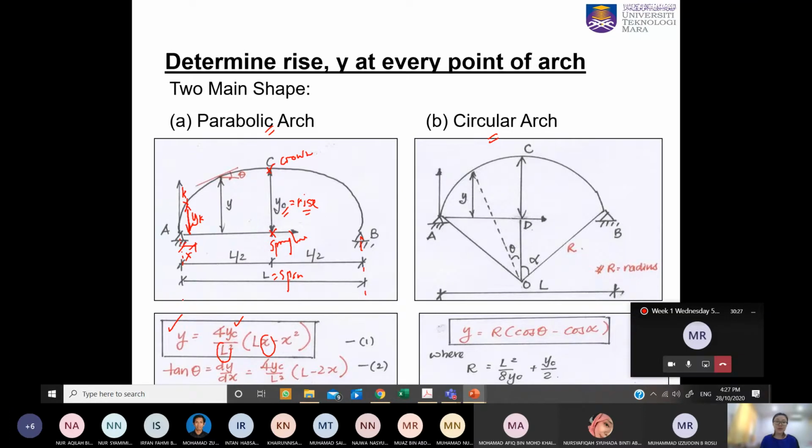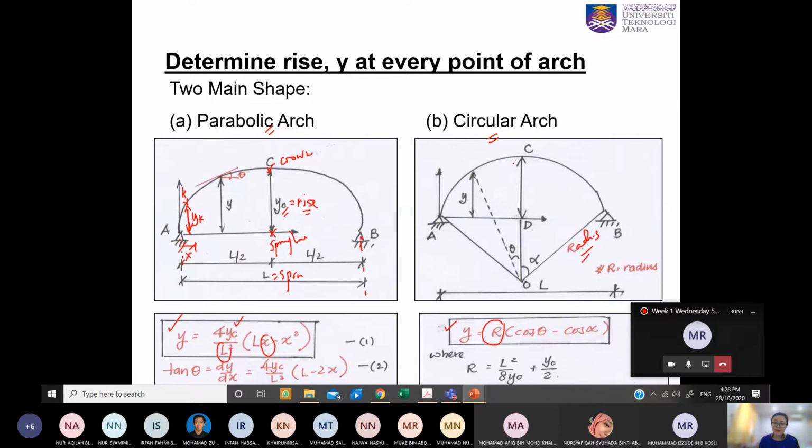But if you are keen on how to derive this equation, you can refer to a few of my other slides. I have shown you a detailed calculation on that. So for a circular arch, we can use this equation to determine the y, where r is the radius. This radius shall be known to you.